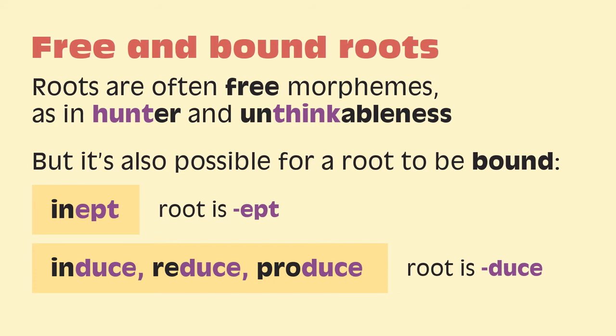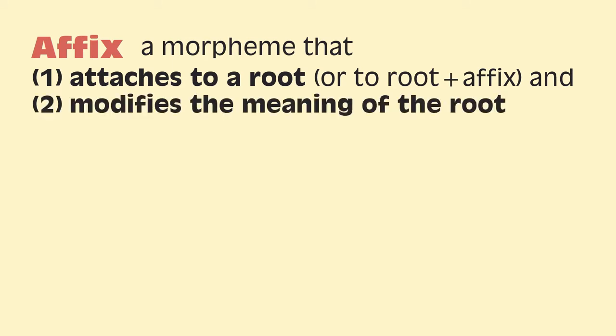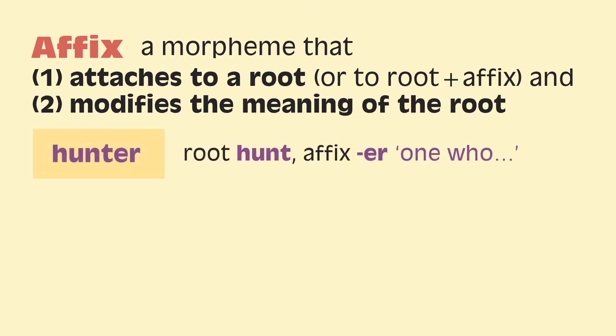In addition to roots, we have affixes. The root is the most meaningful part of the word. An affix is a morpheme that attaches to a root, or to some unit of structure that includes a root, and modifies the meaning of the root in some way. In the word hunter, we have the root hunt plus the affix -er, which attaches to the root and adds the meaning of someone who does the action of hunting.